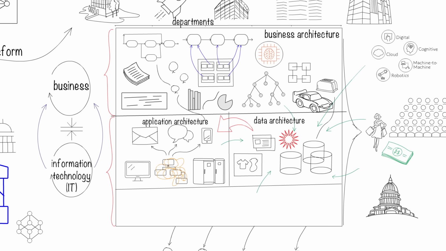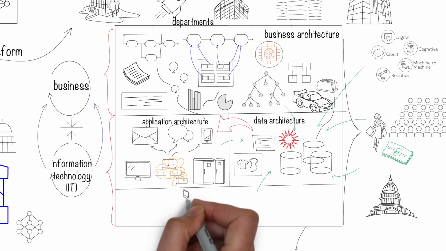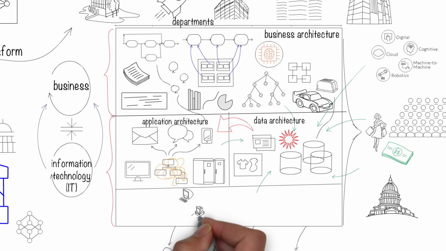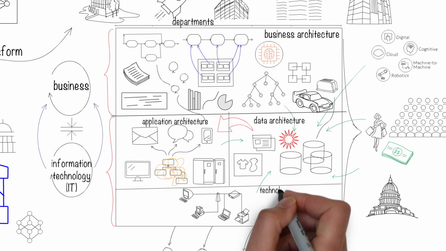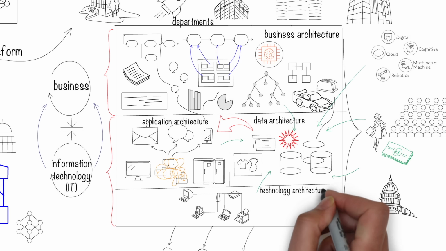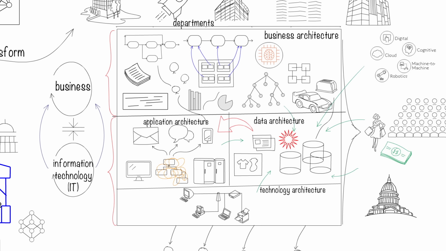Because it's complex. And then we need physical machines, wires, routers, storage, and software to go with all these to support all the stuff that we just talked about. This is the technology architecture that describes the underlying infrastructure ultimately needed to run the business applications.